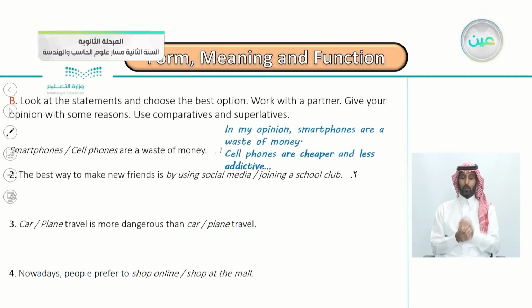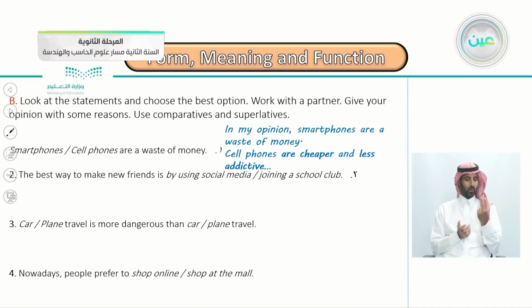Look at the statements and choose the best option. Work with a partner. Give opinion with some reasons. Use comparative and superlatives. Of course, the first one is already done for you. Smartphones, cell phones are a waste of time. This is giving your own opinion. You say, in my opinion, smartphones are a waste of money. Cell phones are cheaper and less addictive. So we're comparing smartphones and cell phones, and you say that they are a waste of money. So this is the first one, which is already done.